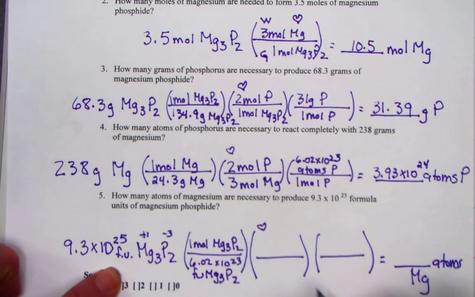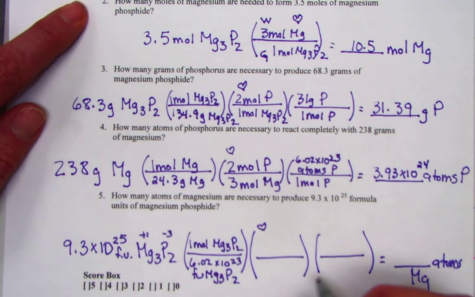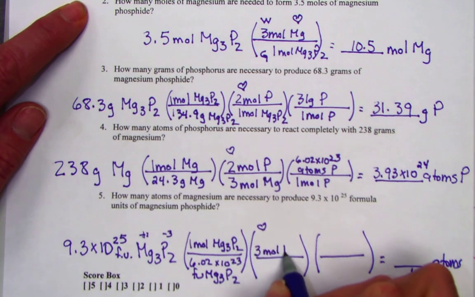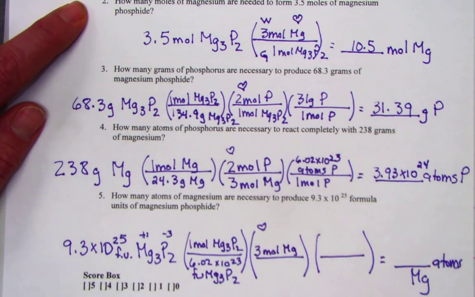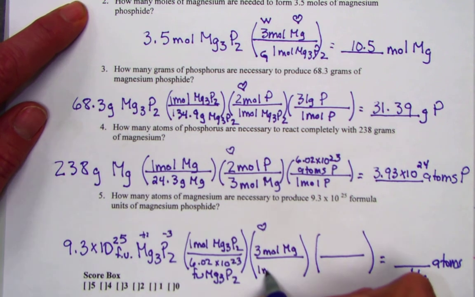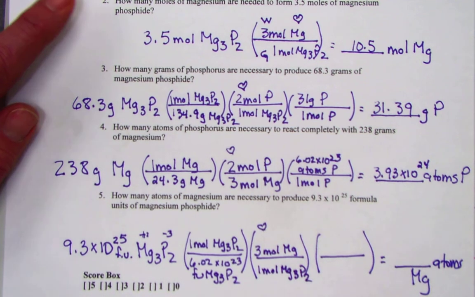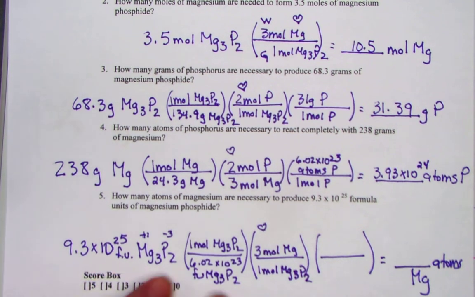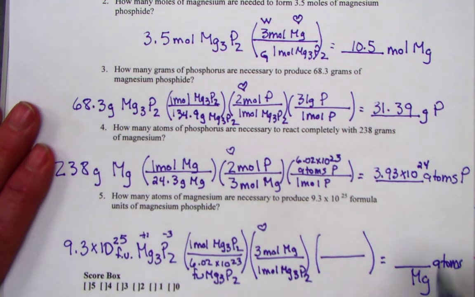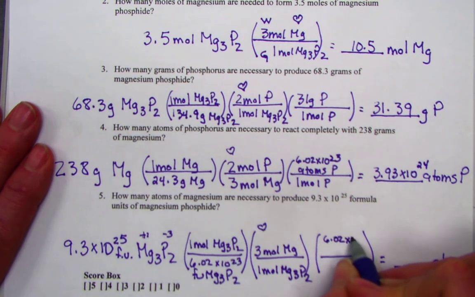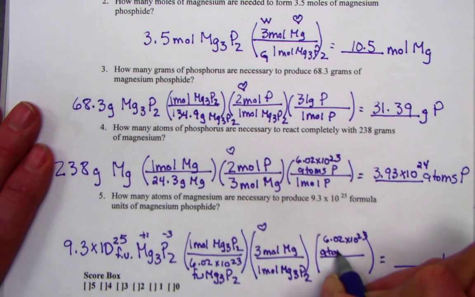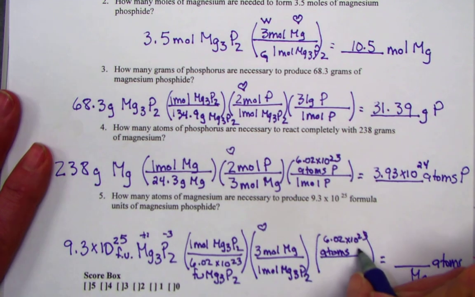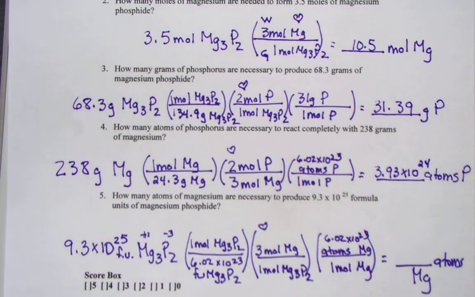In the heart of our problem, we want to know magnesium. Its coefficient is a 3. It places on top. Starting from the given amount, its coefficient is a 1 mole of Mg3P2. Step 1, cancel formula units. Step 2, cancel moles of magnesium phosphide. We're at moles of magnesium. We'd like to convert out to atoms of magnesium. We know that there's an Avogadro's number of atoms in every 1 mole of magnesium. Avogadro gets placed on the top over 1 mole.